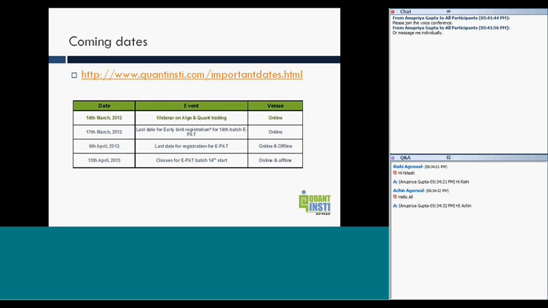So that is there. These are the important dates for the coming batch. So today is the webinar. 17th is the last date for early bird registration. 6th of April, last date for registration, and 13th April, that is when the classes commence for the next batch.